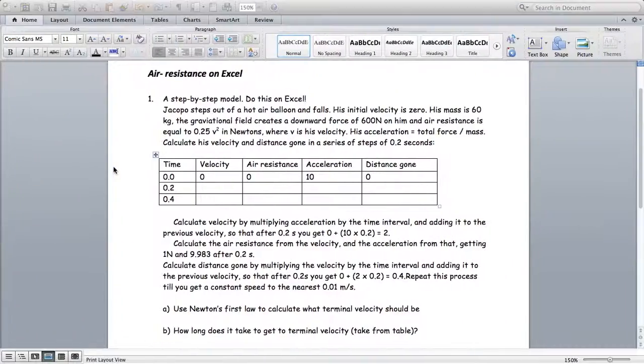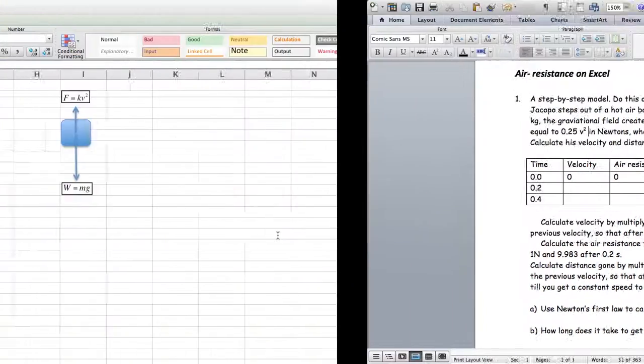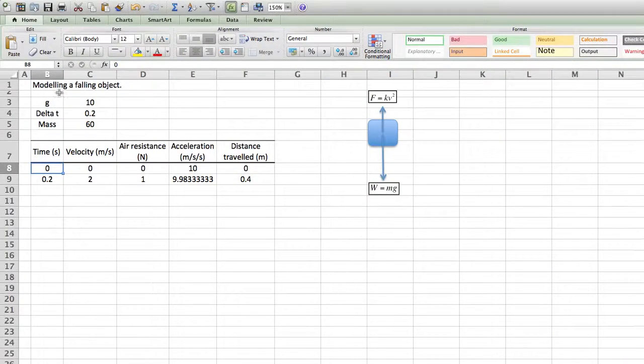Right, okay, then this is the problem that we've been presented with. Let's talk about air resistance on Excel. I want you to model it, and if you follow these steps, you should be able to build up a spreadsheet that looks not too dissimilar to this. I've put a little diagram here.